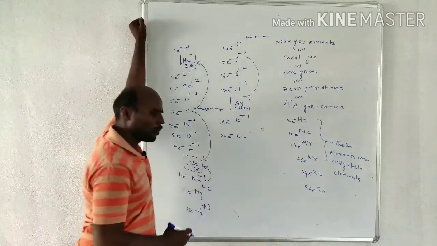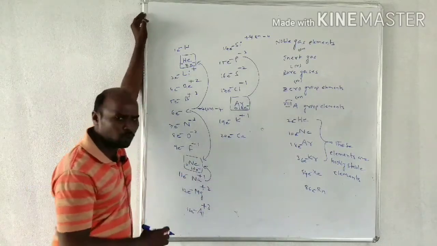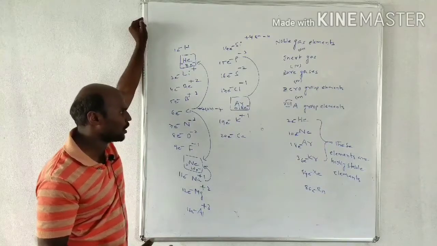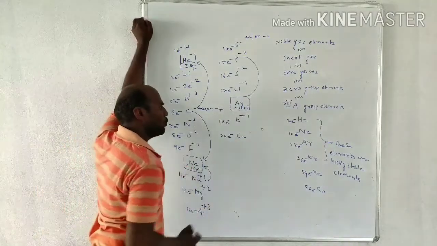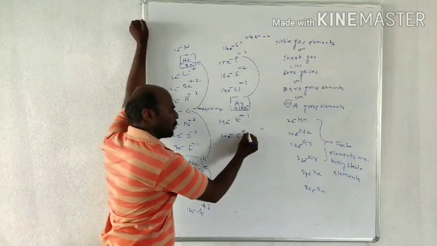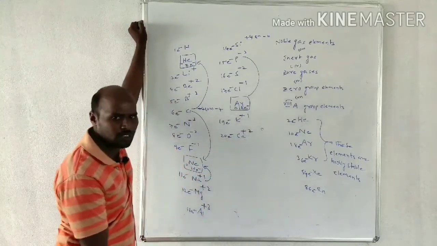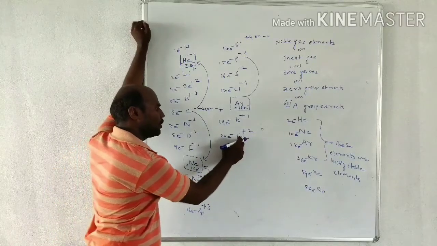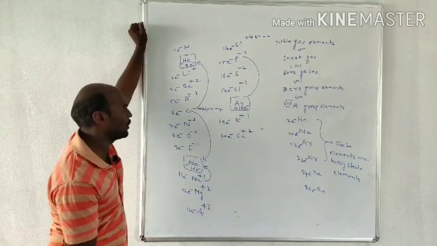Similarly for calcium, how many electrons will be present? 20 electrons. 20 electrons are converted into 18 electrons. How many electrons will be lost? 2 electrons. The plus sign indicates loss of electrons. After the plus sign, the number indicates how many electrons are lost by the metal. So it is converted into the argon configuration.